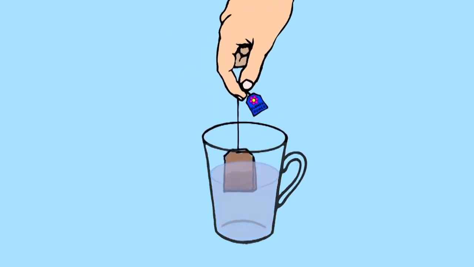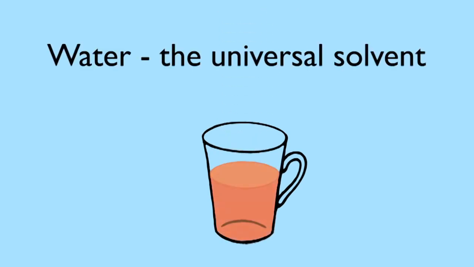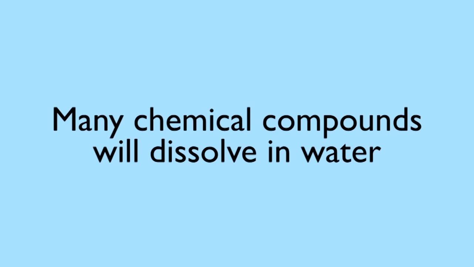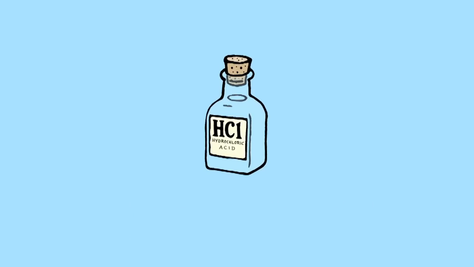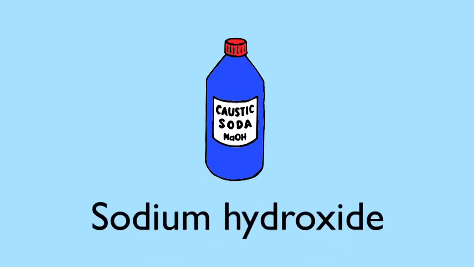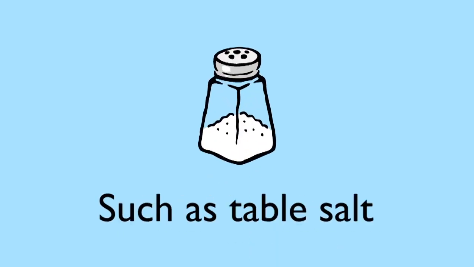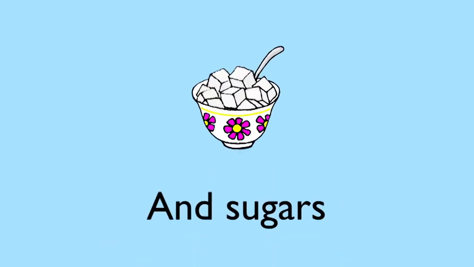Water is a very good polar solvent, so good it's often called the universal solvent. That's a bit of an exaggeration, but it's certainly true that many common chemical compounds will dissolve in water. Here's just a few: hydrochloric acid and many other acids, sodium hydroxide along with other bases, soluble salts such as table salt, sodium chloride, and sugars.